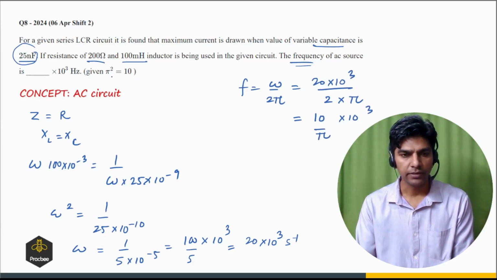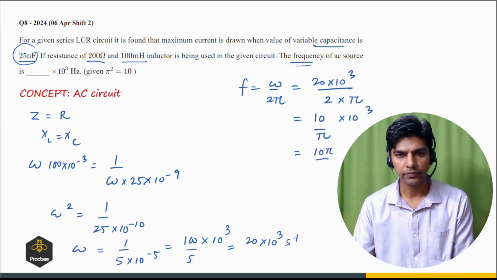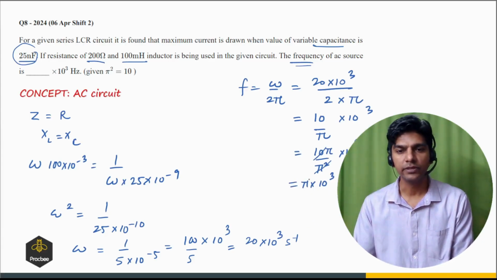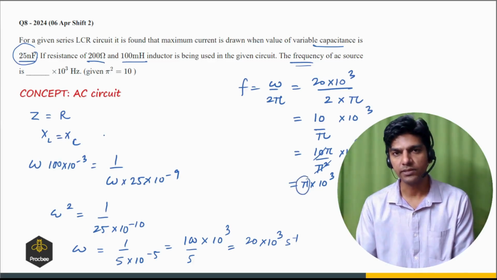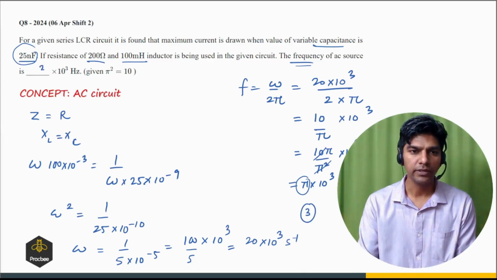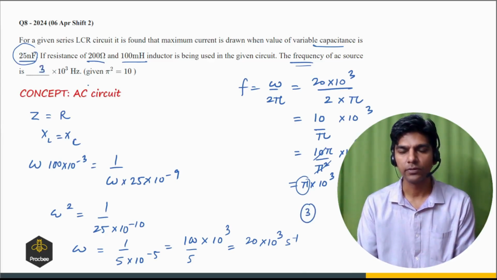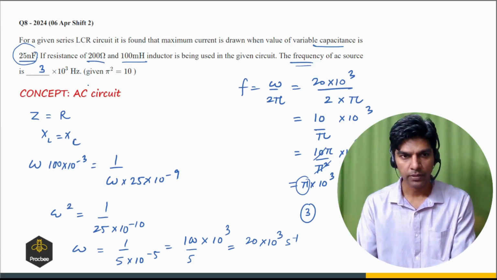They have said take pi square as 10. So this can be written as 10 pi divided by pi square into 10 raised to power 3. This will give us pi into 10 raised to power 3 hertz. Okay, but in the key the answer is given as 10 instead of pi, but the actual answer should be pi, or if it is integer type, the answer will be 3, right? So 3 times 10 raised to power 3 hertz. That should be the answer of this question, right?